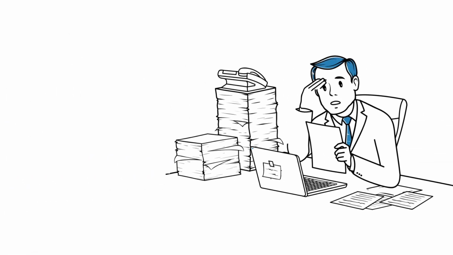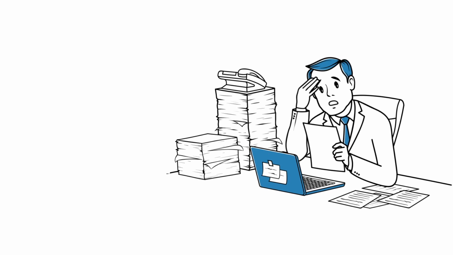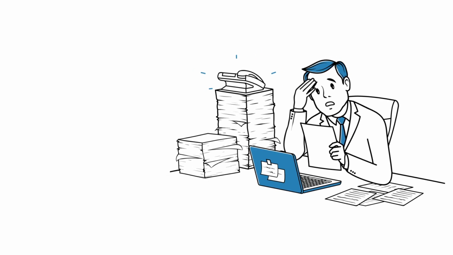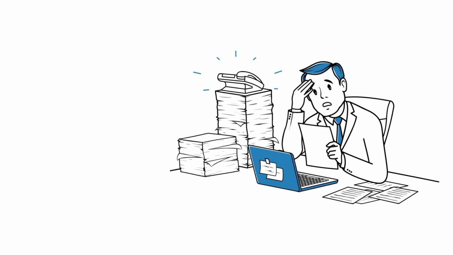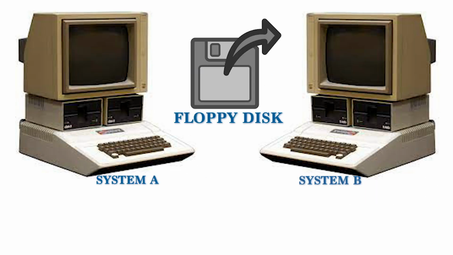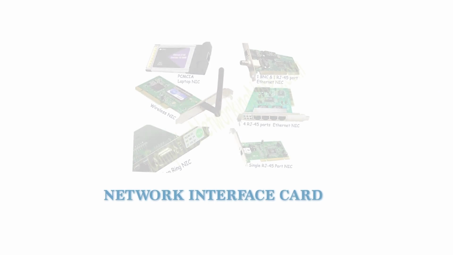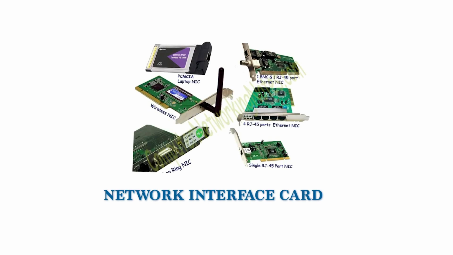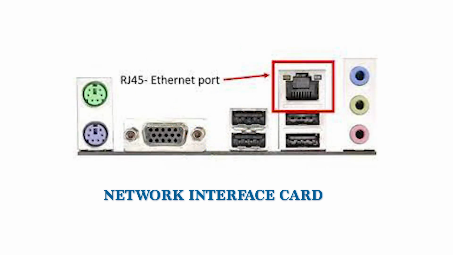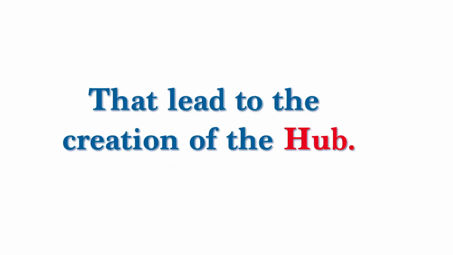There was an issue. There wasn't a network. So it was from SneakerNet to network, where storage devices are moved from one location to another because of lack of network. But with the creation of network interface cards on our devices, they can be networked. The network interface card is one on every device. It contains one registered jack port, RJ45. More than two devices can't be connected together. That led to the creation of the hub.